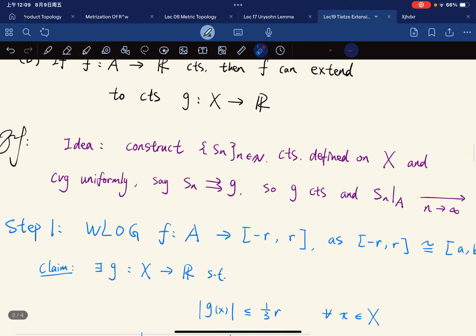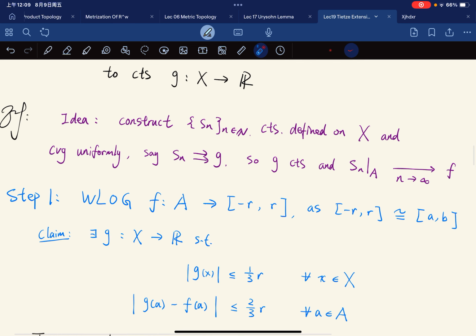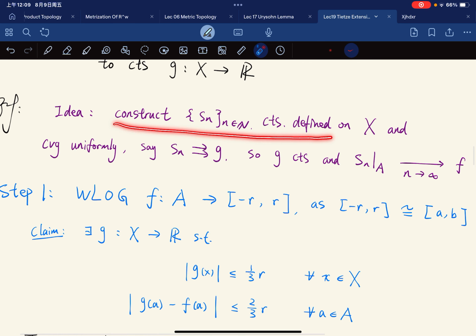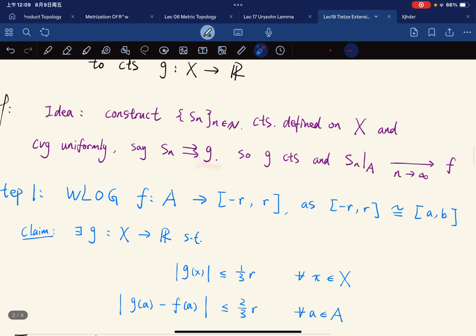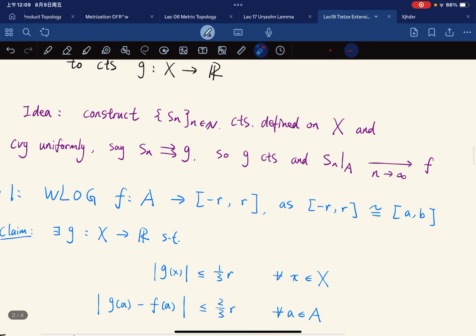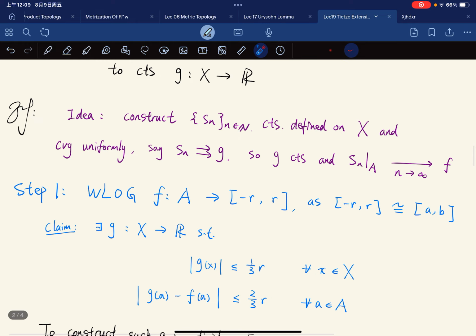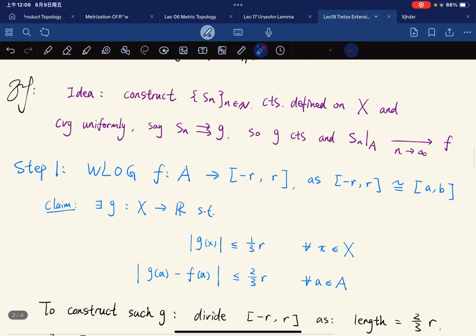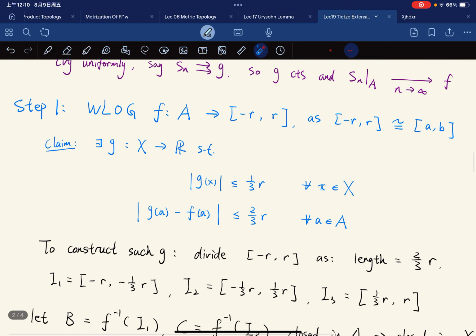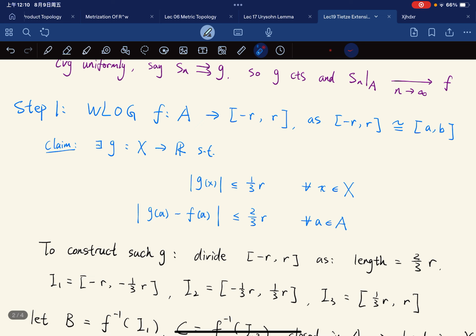So the idea of the proof is that we're going to construct continuous functions defined on X that converge uniformly, say, to G. So then we know that G is continuous, and then we show that Sn restricted on A approaches F. So by the uniqueness of limits, F and G restricted to A are the same. Okay, so let's begin. So the first step, we're going to develop some results.